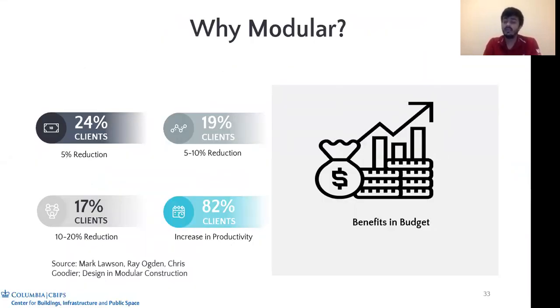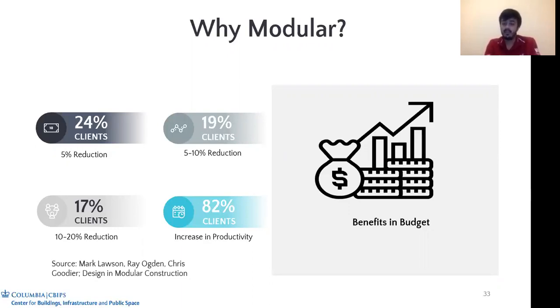So why should we opt for modular construction? Apart from the fact that it's done in a more controlled environment, there are substantial monetary benefits to the developers. Reading a report on modular construction, 24% of the clients feel that there's a 5% reduction in cost. 19% of the clients feel that there's a reduction in the range of 5 to 10% of the cost. 17% of the clients feel that there's a 10 to 20% reduction in the cost.